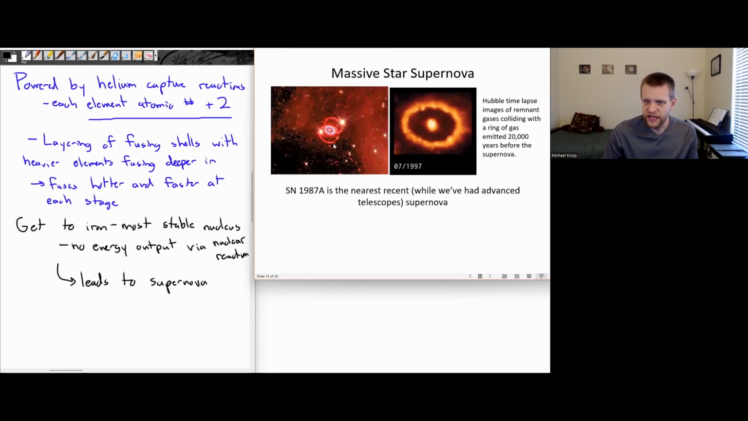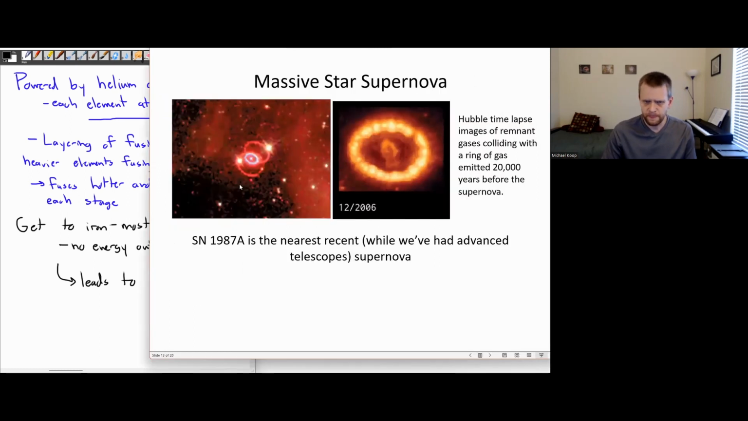This is an image of supernova 1987A. Let me zoom in on this a little bit. Supernova 1987A is the nearest recent one, in terms of while we've had advanced telescopes, that we've actually detected. We see these supernovas going off all the time in very distant galaxies, but this supernova went off in a galaxy that's right next door neighbor to the Milky Way galaxy. And these are follow-up Hubble images of that supernova that went off in 1987.